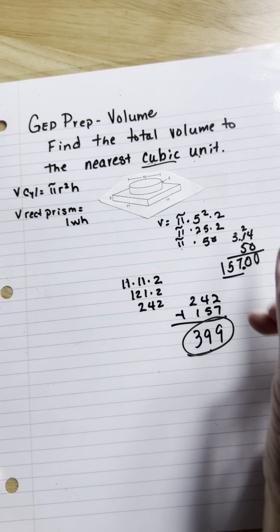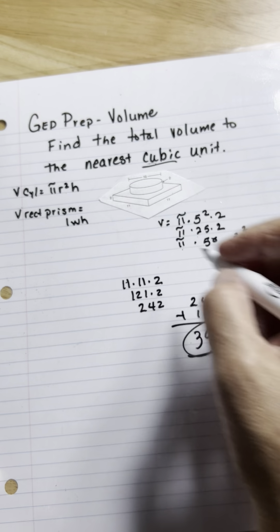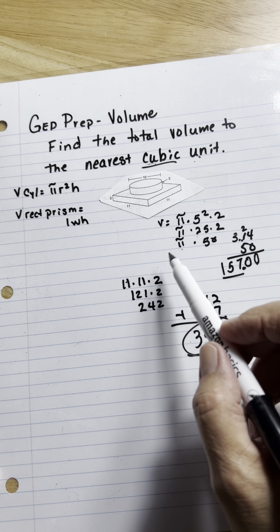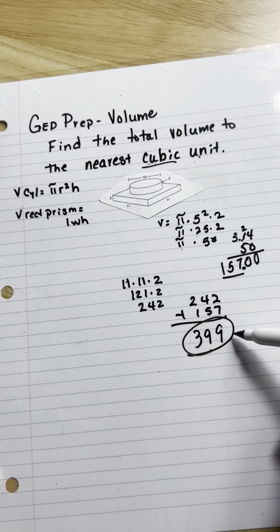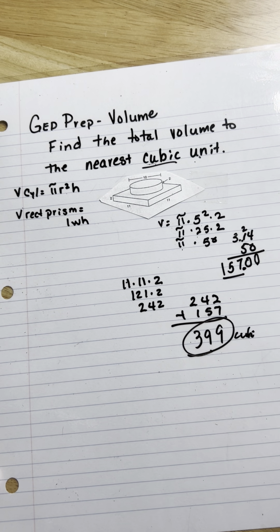Now it says to the nearest cubic unit. Well, it doesn't give us a unit, but anytime you multiply 3 things together, length times width times height, you get it in cubic units. So don't let that distract you.